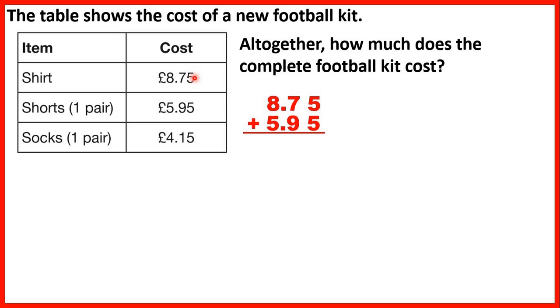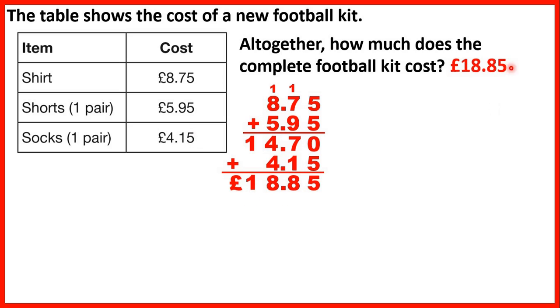And the easiest way to add 3 numbers together is first to add 2 of the numbers, so we can work out £8.75 plus £5.95, and that gives us £14.70. And then we could add the third item, so add £4.15 to that. And that gives us the total cost of £18.85.